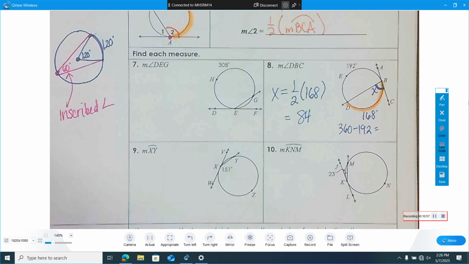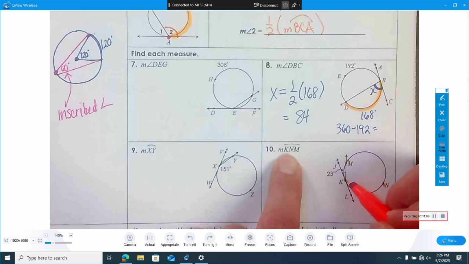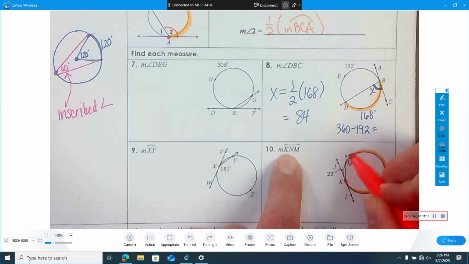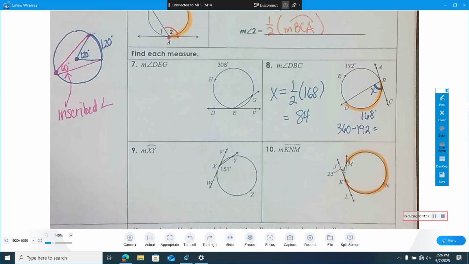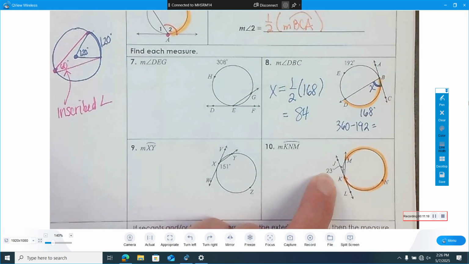All right, let's look at number 10. We're trying to find the measure of arc KM. Very big, major arc here. So we want that entire arc. Lots of ways to do this problem. What is this 23 talking about?